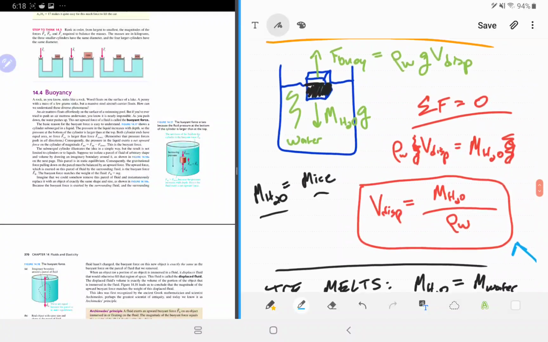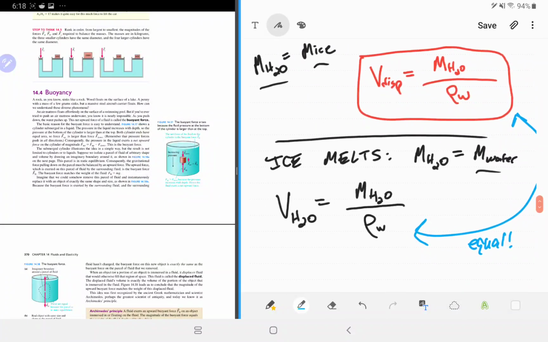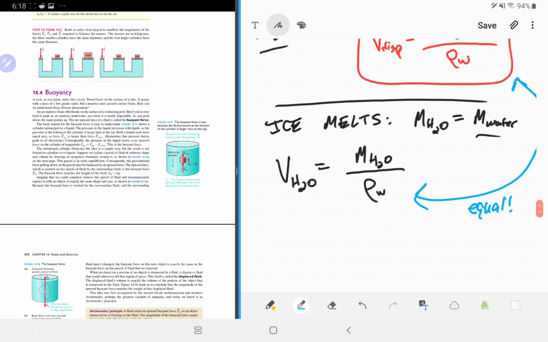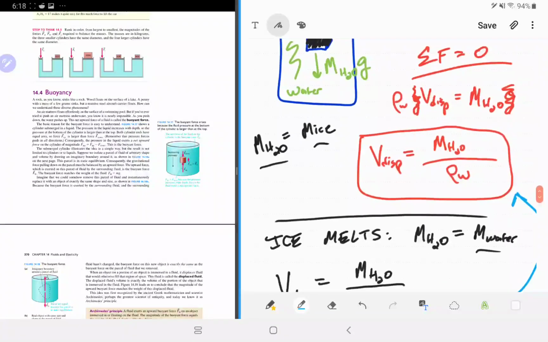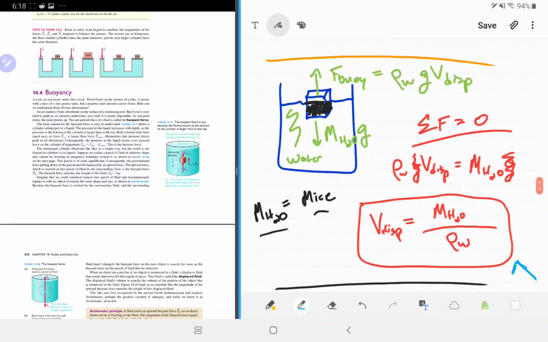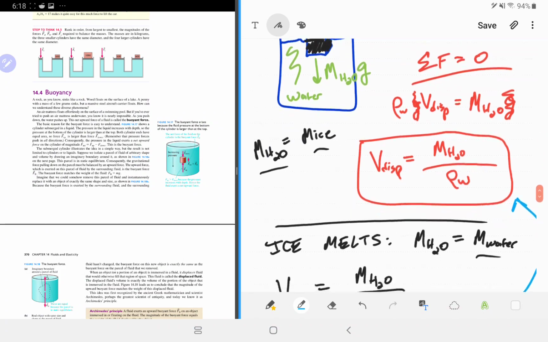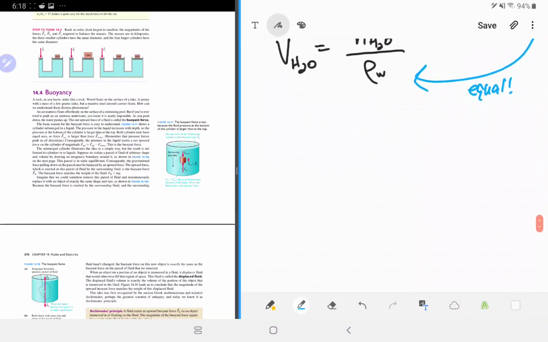So the volume displaced is equal to the volume of water that the ice cube is going to turn into. See how ice is less dense than water? Part of it is sticking out of the water level. When it melts, it's going to take up less space because water is more dense than ice. And it fills up exactly the amount of volume that it was taking up in the water. So the water level doesn't change.